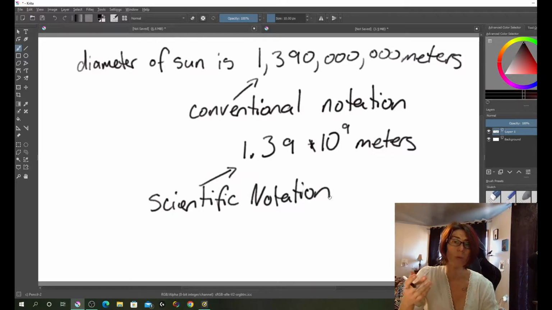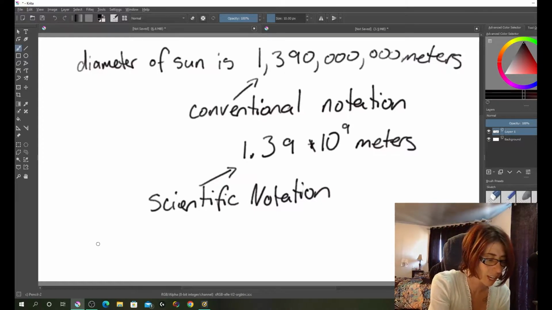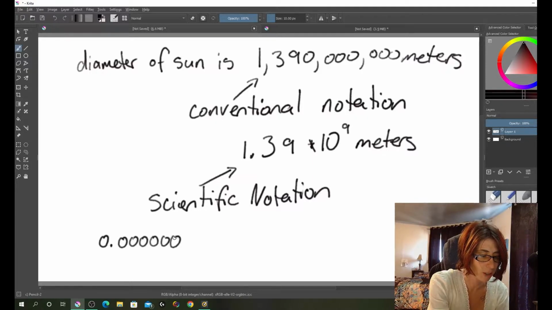So that's the diameter of the sun written in scientific notation. You can also write the size of something very tiny using scientific notation. So for example, if I were to write the size of COVID, which is a virus, the size of COVID is 0.00... This is approximate. It's approximate size. There's 6 zeros. I had to look these up, of course. I don't have this off the top of my head. Meters. That's the diameter of COVID.